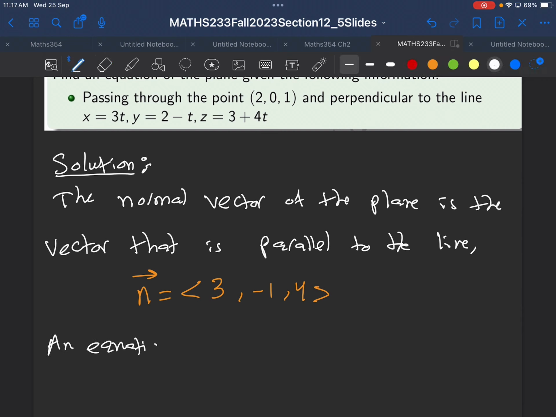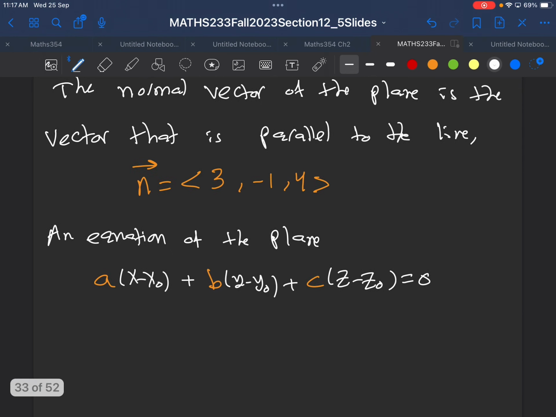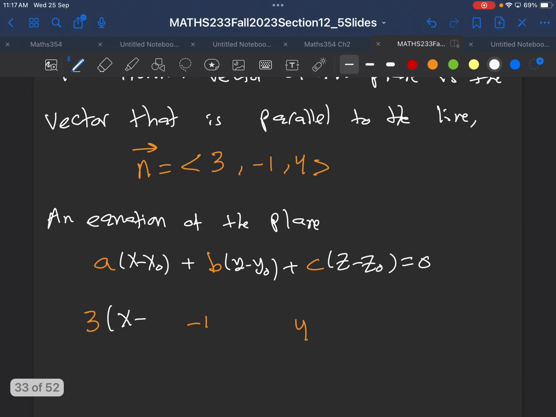How can we get this? An equation of the plane is through A, B, C. And then here we have x minus x naught, y minus y naught, and finally z minus z naught equal to 0. Now what is A, B, C? It will be just 3, -1, and 4. And what is the point? It is 2, 0, and 1, equal to 0.